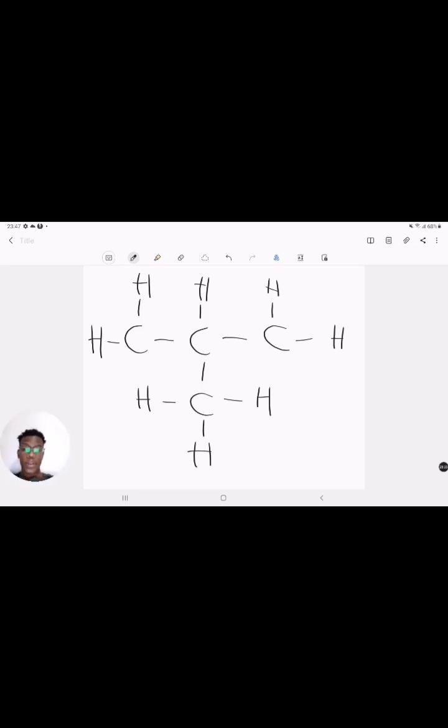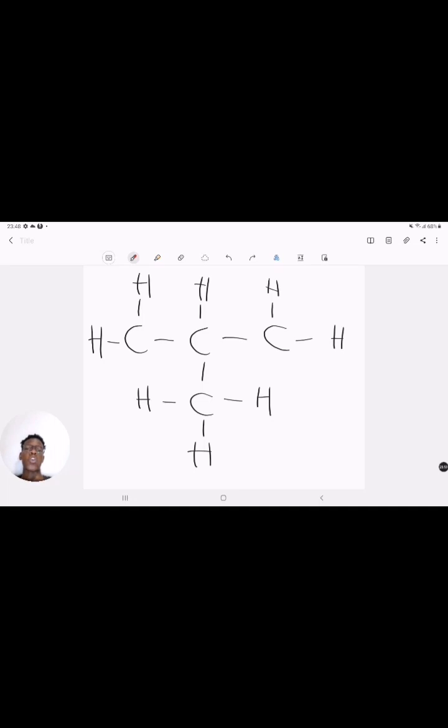Well, first step, we identify the longest chain. Where is our longest chain? It's either this one, because I have 1, 2, 3 carbon atoms, or it is this one. I've got 1, 2, 3 carbon atoms following one another, or it is this one, 1, 2, 3. Doesn't matter which one you choose. I'm going to choose this one as my longest chain. Okay, cool.